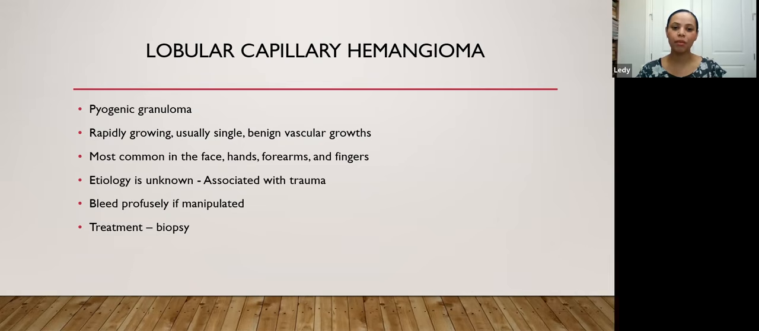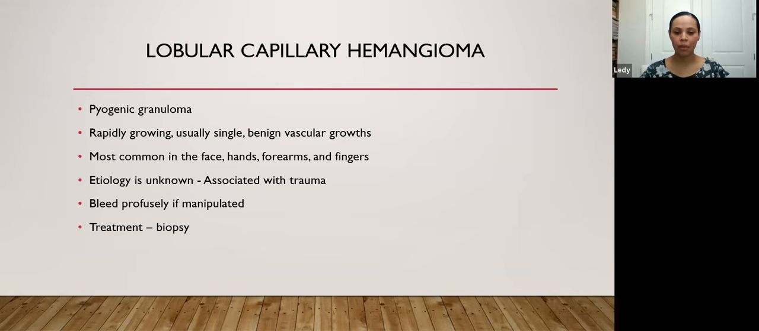Our next slide is lobular capillary hemangioma, also known as a pyogenic granuloma. They usually grow very, very fast, usually single benign vascular growths, most common in the face, hands, forearms, and fingers. The etiology is unknown and is usually associated with trauma, and they bleed a lot.